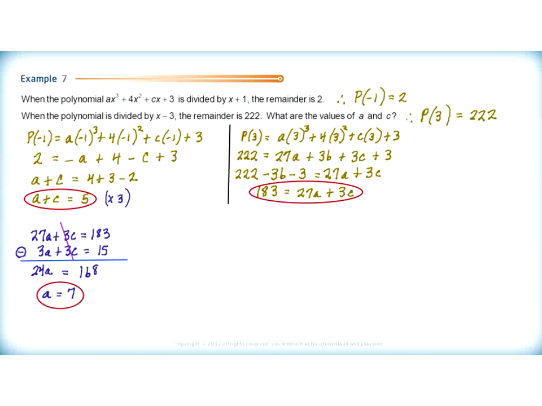To get the value of c, you simply choose one of your equations. a plus c equals 5. If a equals 7, we have 7 plus c is equal to 5. So c would equal 5 minus 7. c is equal to negative 2. And that would be the final solution, the values of a and c that satisfy that system of equations.